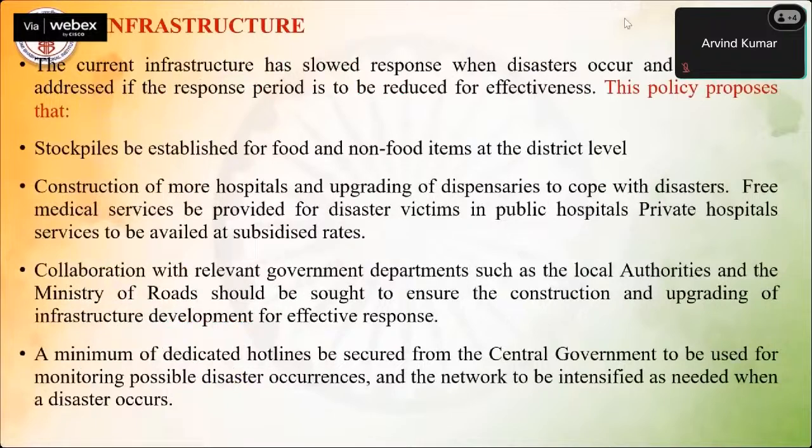Then it should have detailed information on infrastructure. It's always good to have good infrastructure. Whatever is there today is not found adequate in many cases. So there is a need to improve the infrastructure. And this policy proposes that stockpiles be established and available. Food, non-food items should be stocked.